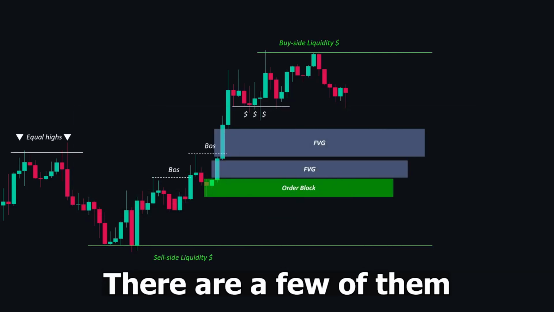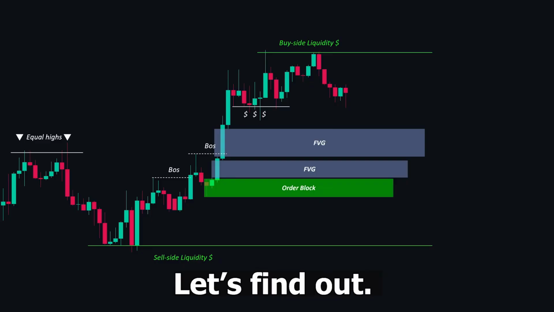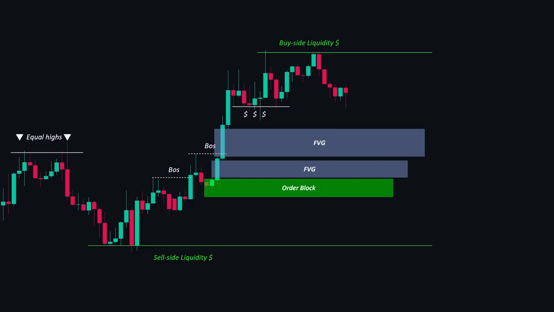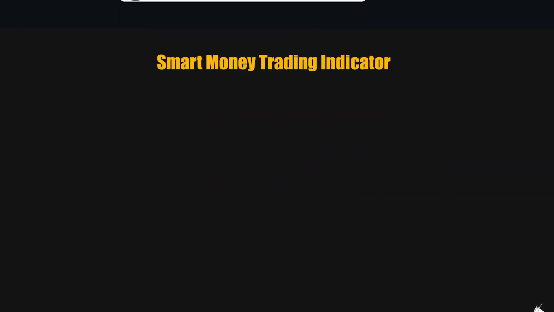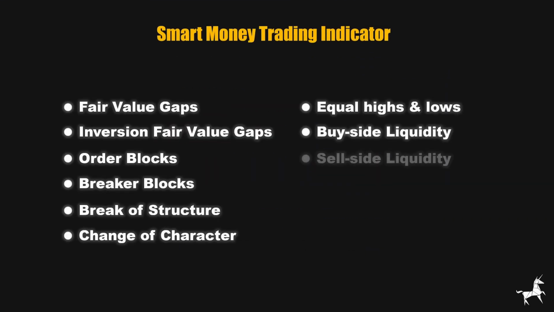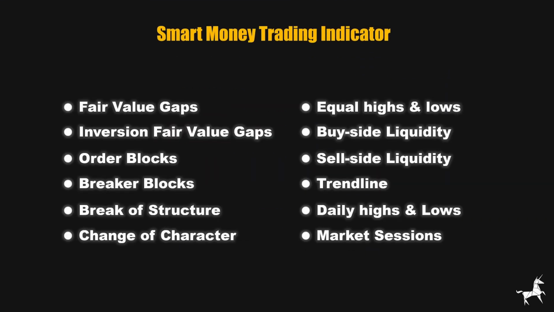Well, there are a few of them, but are they really helpful? Let's find out. Today, we're reviewing a smart money trading indicator that many of you requested. It identifies all of these smart money concepts directly on the chart. We're going to go through each one to find out whether an SMC indicator like this is actually useful, or just another tool that looks good, but doesn't really help. So without further delay, let's get into it.